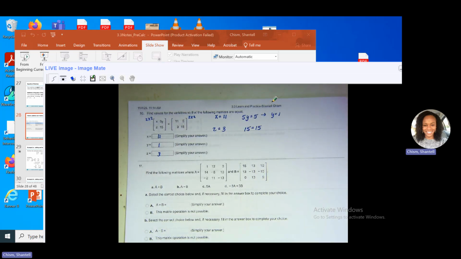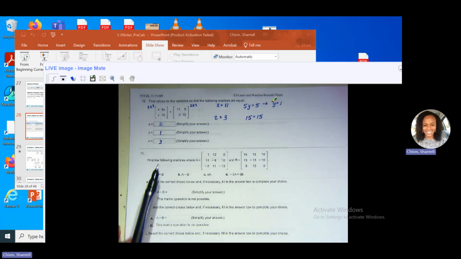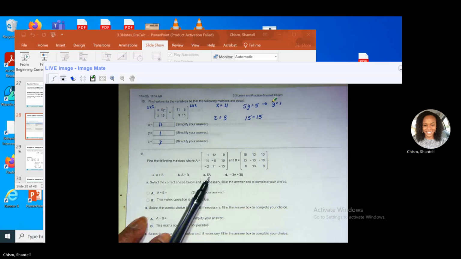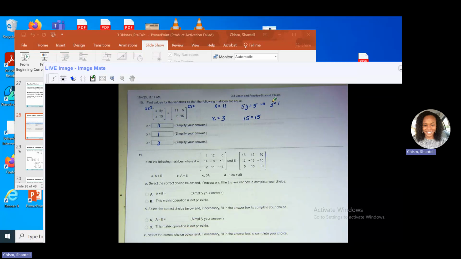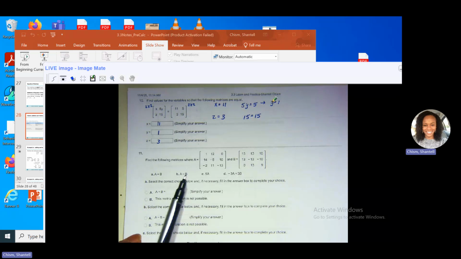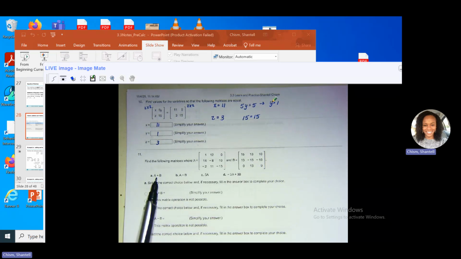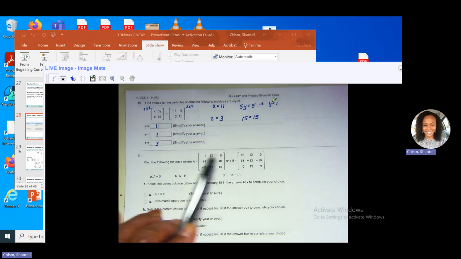Number 11 is asking us to add A and B, subtract A and B, multiply A by 5, and then D, multiply A by -3 and then add to it 3 multiplied to matrix B. So let me explain what these two mean. We talked about these two just briefly here. We can add and subtract matrices that are of the same size. It would just be where we add or subtract their corresponding elements.